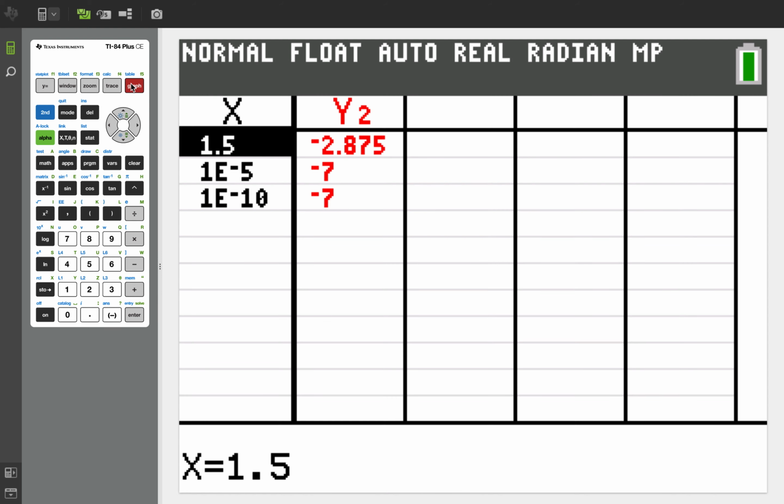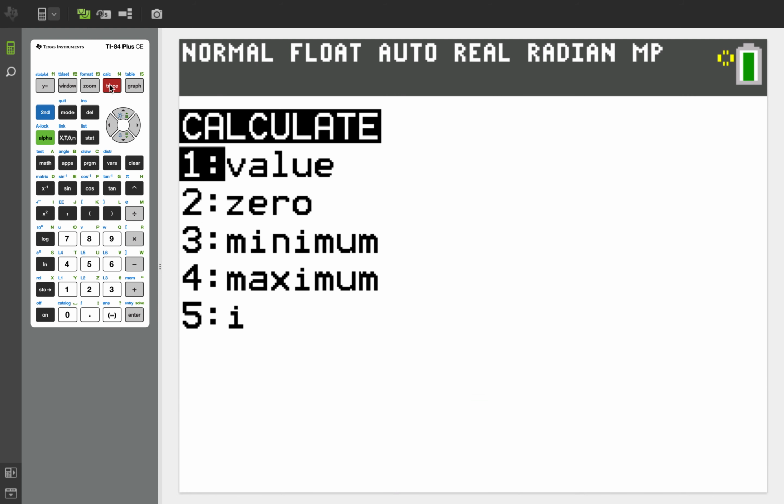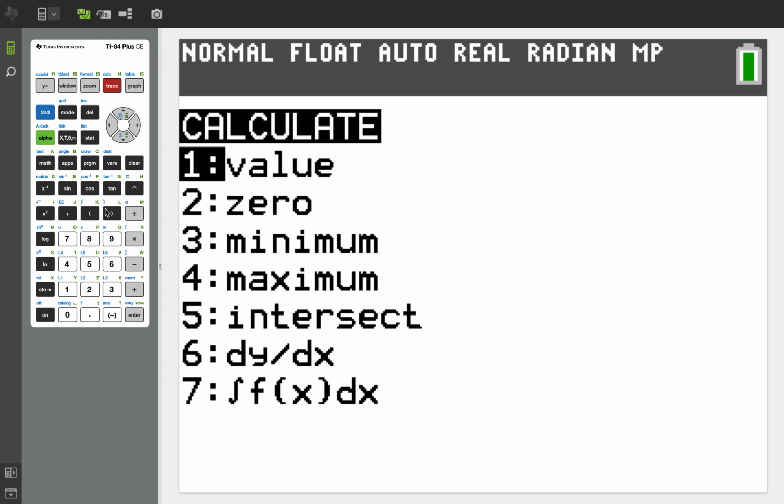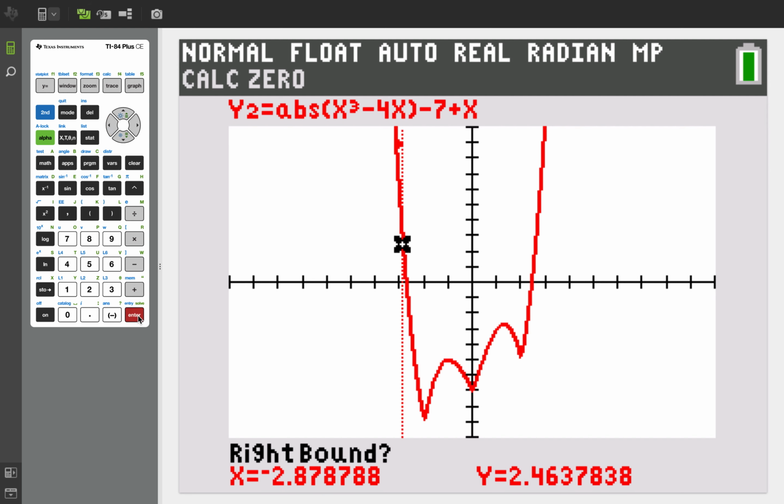So let's go to second graph. Oops, excuse me. Second trace for calc. Let's do number 2, 0. Let's arrow over. We'll do this left-hand one. Enter. Go to the right-hand side. Enter. Enter. Okay, so here's my solution right here.